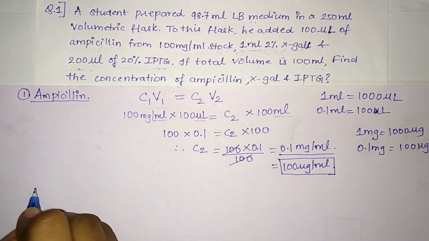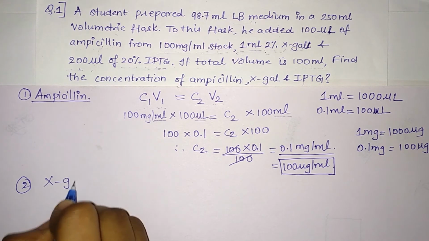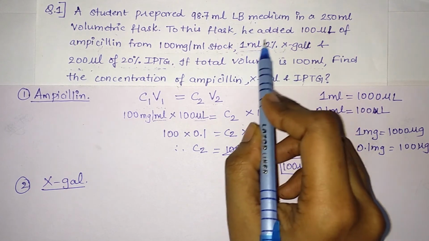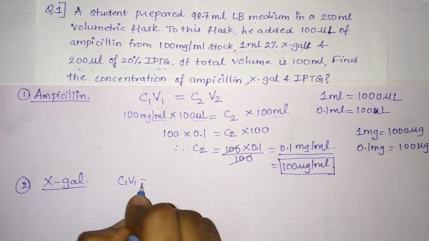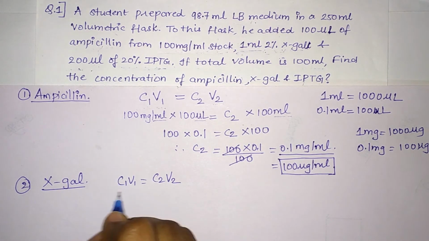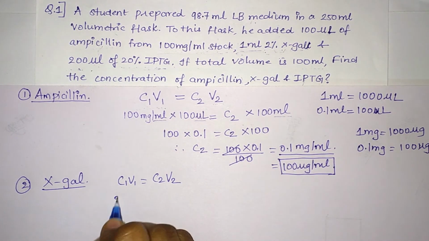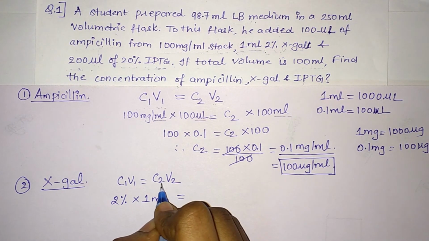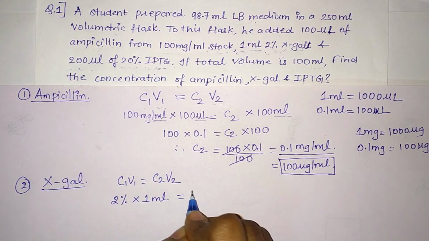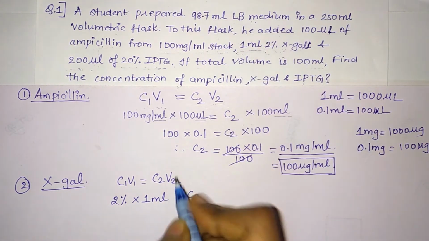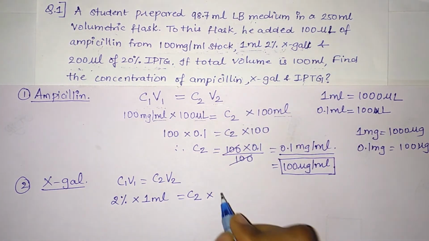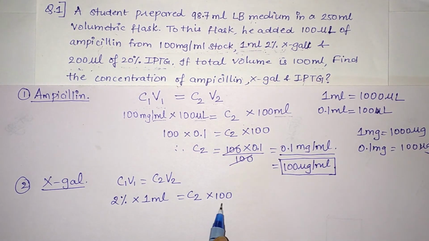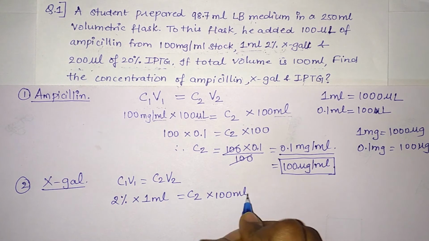Let us do this similarly for the second one, that is your X-Gal. Here for X-Gal, they have taken 1 ml from a stock solution of 2%. So here C1 V1 is equal to C2 V2. C1, the concentration of the stock solution, is 2%, into the volume taken, 1 ml, which is equal to C2, the unknown concentration of X-Gal in your LB medium, multiplied by the volume of the LB medium, 100 ml. We can solve it directly because all the units are the same.